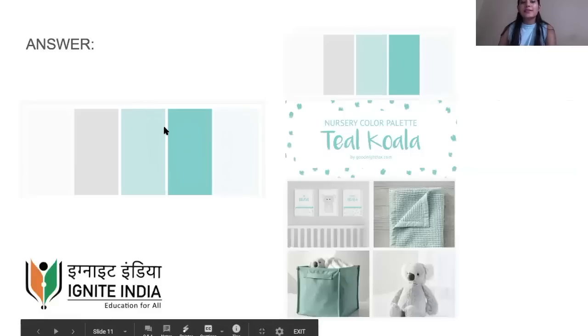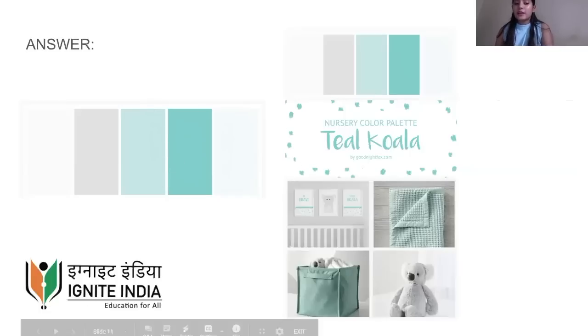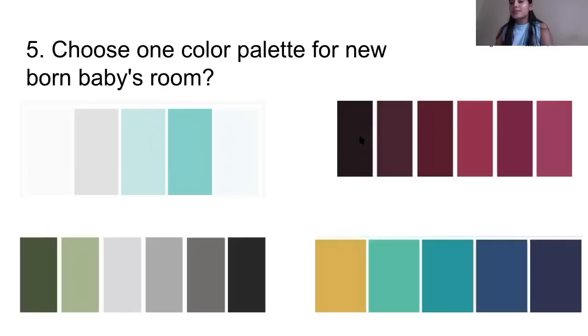The answer is this color sequence, which had white, gray, teal, and light turquoise. So yes, this will be the correct option. You will see black, dark magenta. No, these give you a royal kind of feeling. They are very dark colors for a baby. The baby room needs to be bright, light in color. It should be soothing. Again, you will see here gray, dark grays.